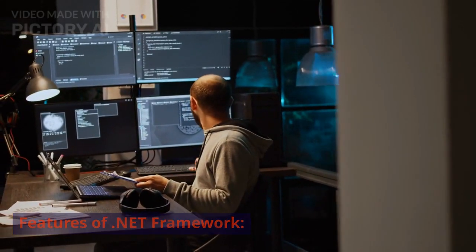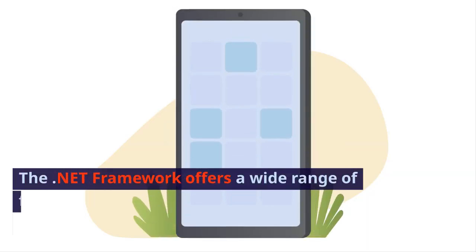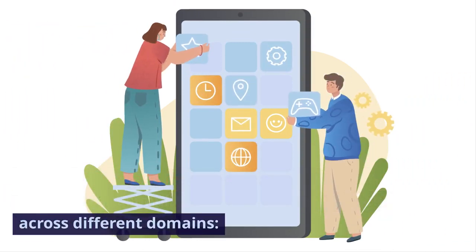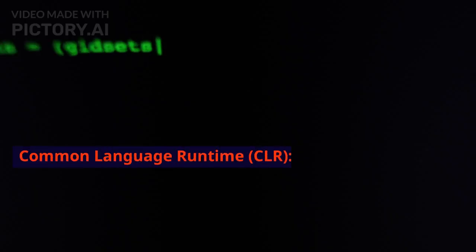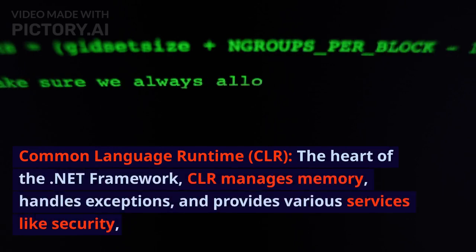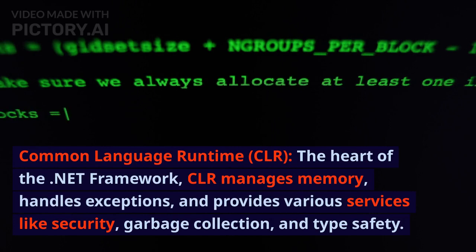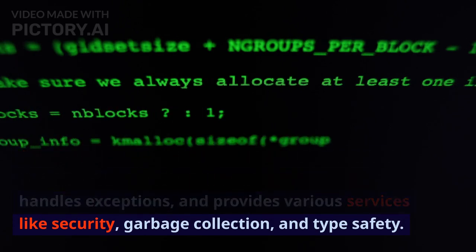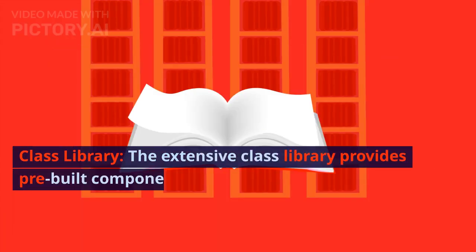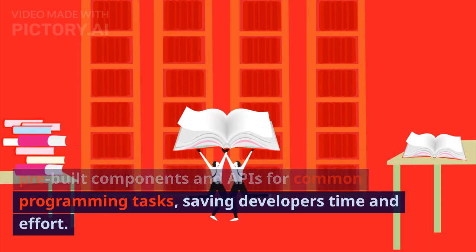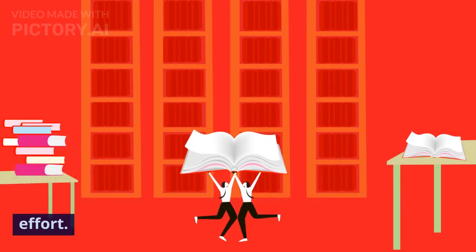Features of .NET Framework. The .NET Framework offers a wide range of features that simplify application development across different domains. Common Language Runtime, CLR. The heart of the .NET Framework, CLR manages memory, handles exceptions, and provides various services like security, garbage collection, and type safety. Class Library. The extensive class library provides pre-built components and APIs for common programming tasks, saving developers time and effort.